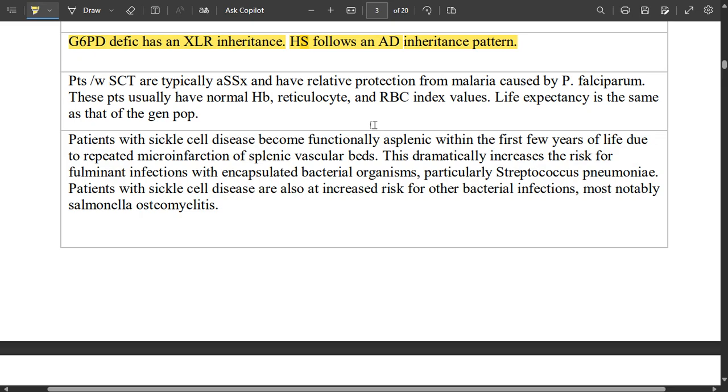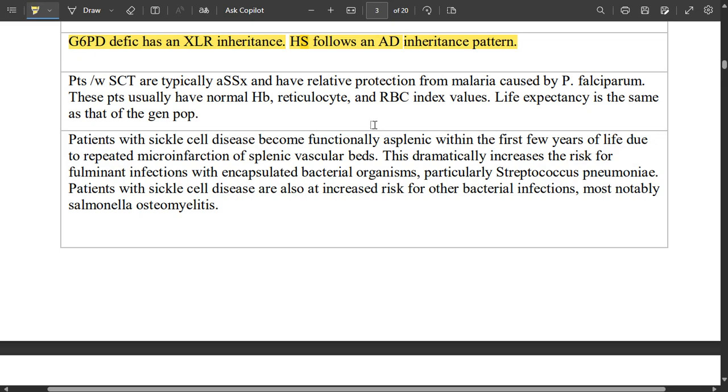Patients with sickle cell disease. Sickle cell disease is perhaps one of the most important topics in Step 1 in hematology and oncology. Patients with sickle cell disease become functionally asplenic within a few years of life due to repeated microinfarction of the splenic vascular beds. The sickled cells form clots and frequently decrease the blood supply of the spleen, causing atrophy and fibrosis, and autosplenectomy can occur.